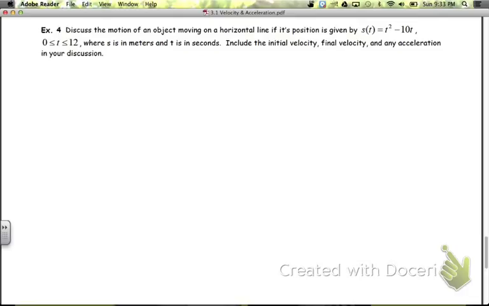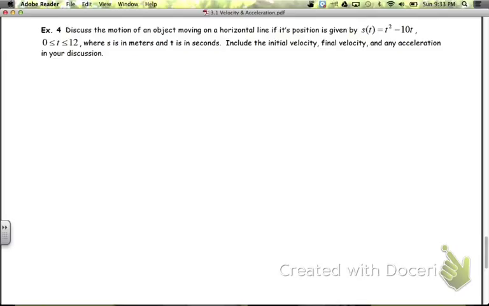So now in example 4, we want to discuss the motion of an object moving on a horizontal line if its position is given by s at t equals t squared minus 10t, where t is between 0 and 12, and s is in meters and t is in seconds. We want to include the initial velocity, our final velocity, and any acceleration in our discussion.